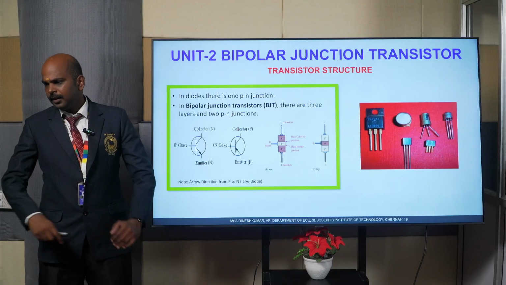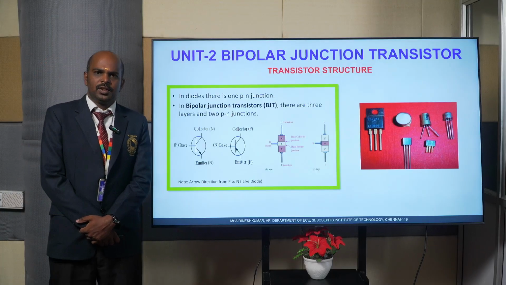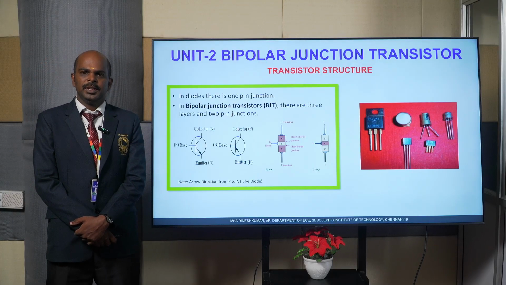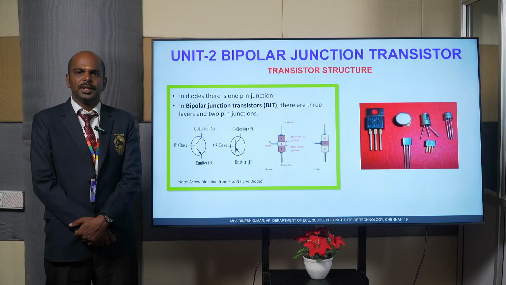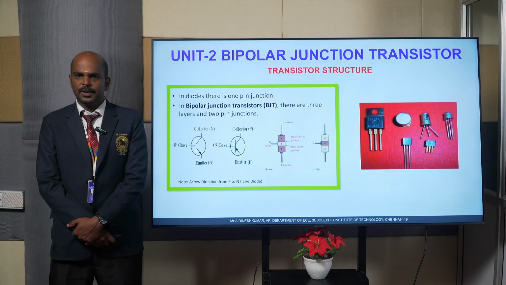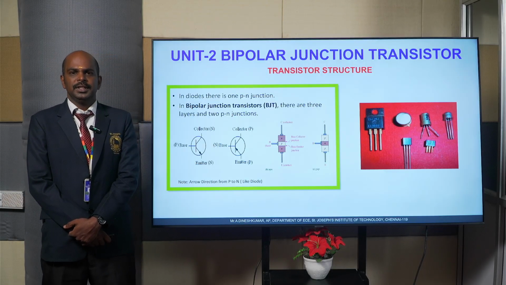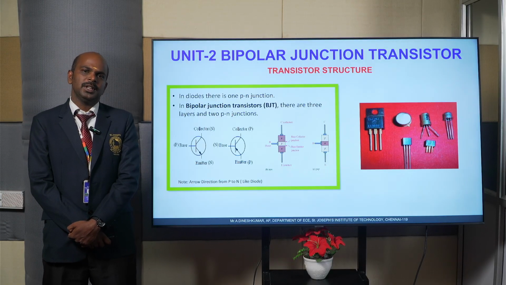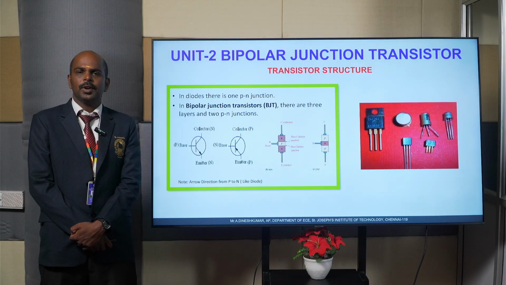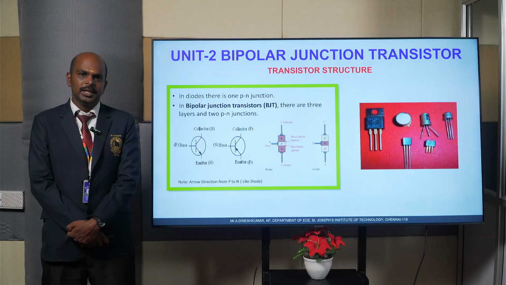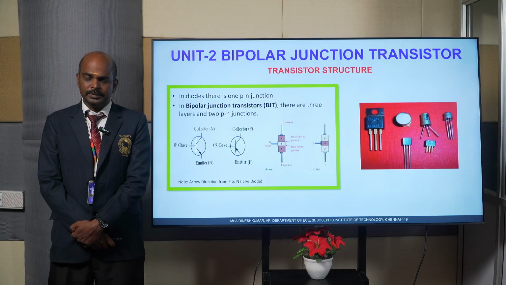Then the physical structure of a transistor. We mention a basic transistor number, the BC547. Initially B means the material is silicon, and C is for low frequency applications, and the version number is 547.